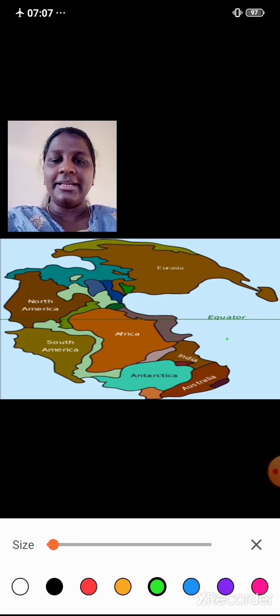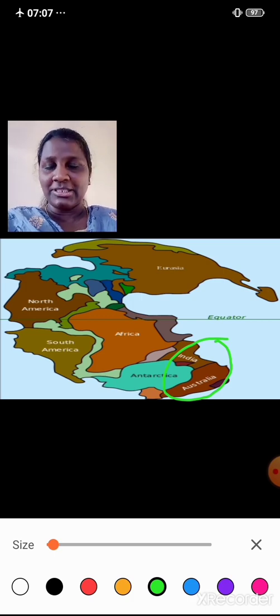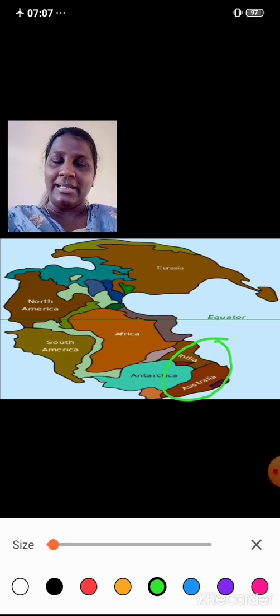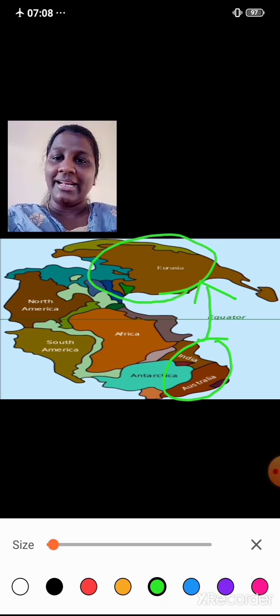You can see the Indo-Australian plate here, right? Due to the convection current in the mantle, the crust got split. And this Indo-Australian plate started drifting, means it got separated from the Gondwana land, and it started drifting towards the north. And here we have the Eurasian plate, right? It collided with the Eurasian plate. Then what happened? Let's see.